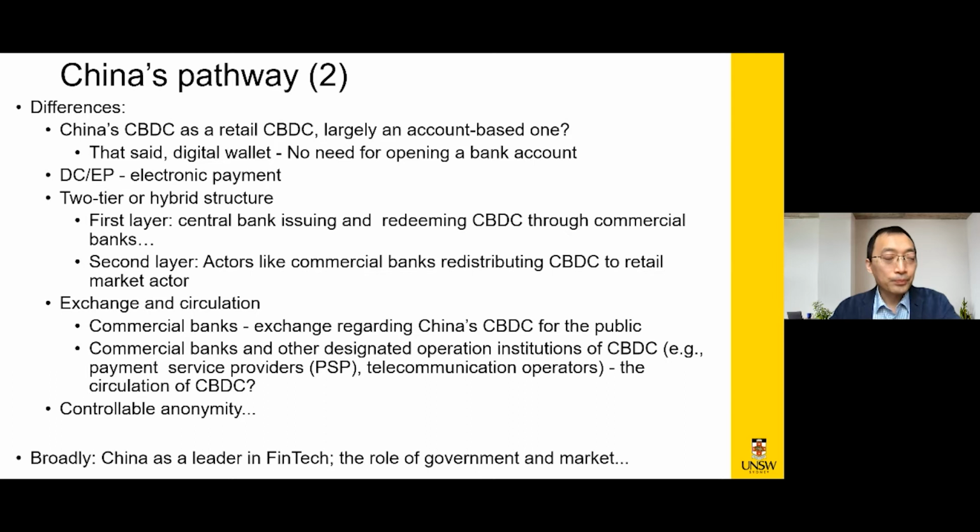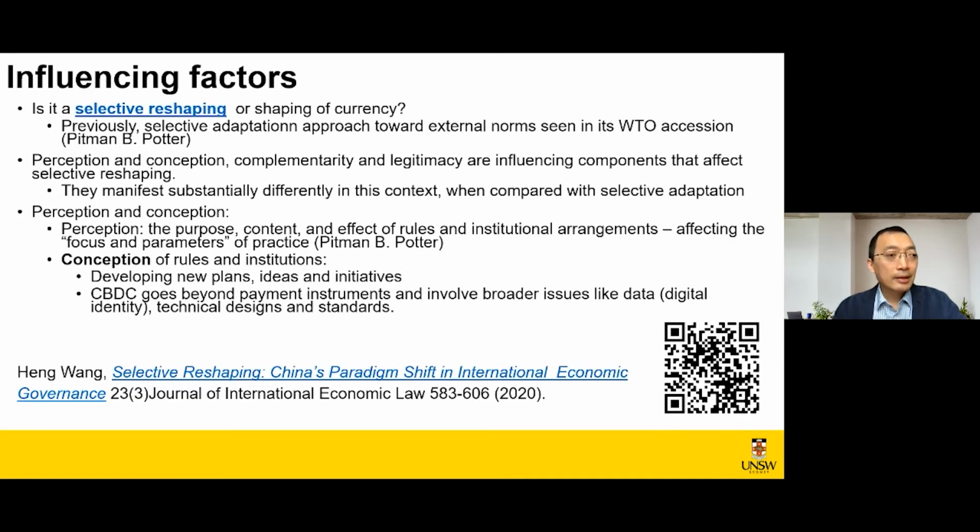Next slide, please. The next question I would like to discuss is: what are the influencing factors? How do we understand China's approach? I would say that maybe it is a way of selective shaping of the currency or monetary order. I have a paper, which you can download if you scan the QR code.